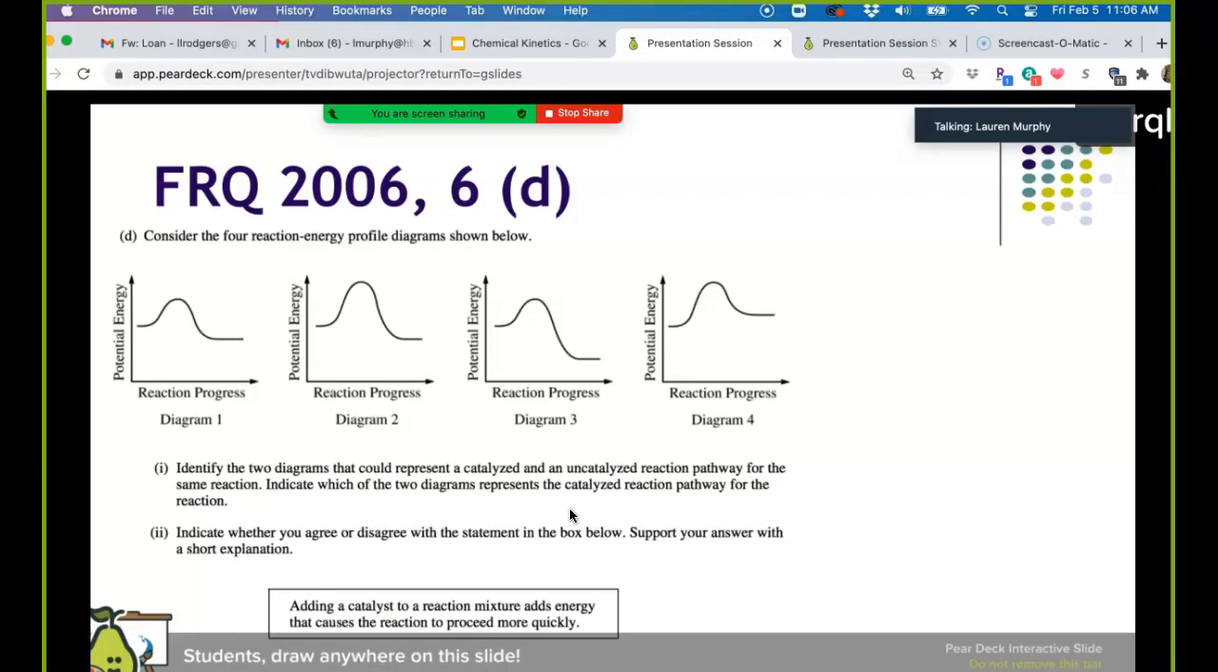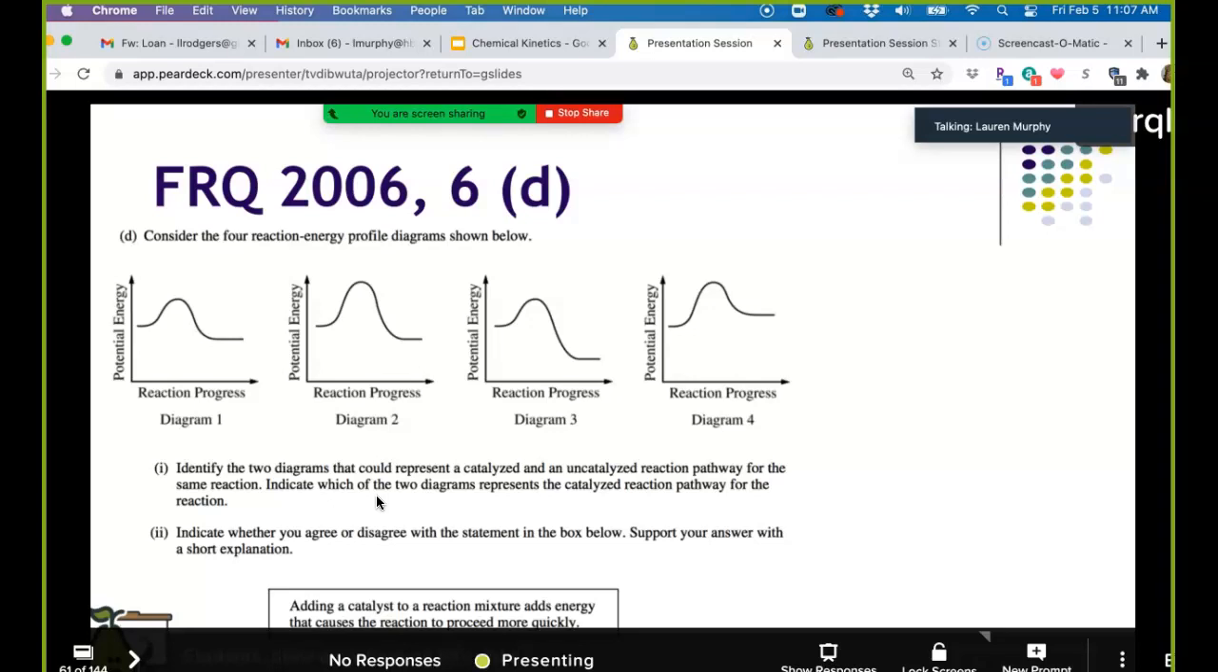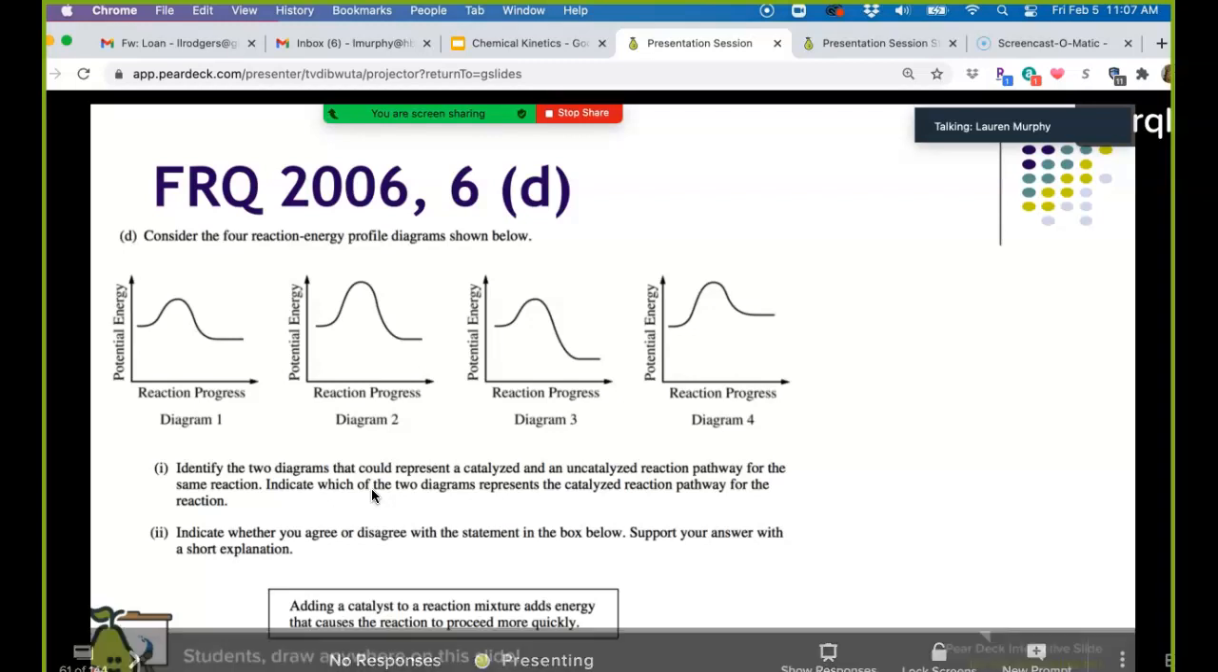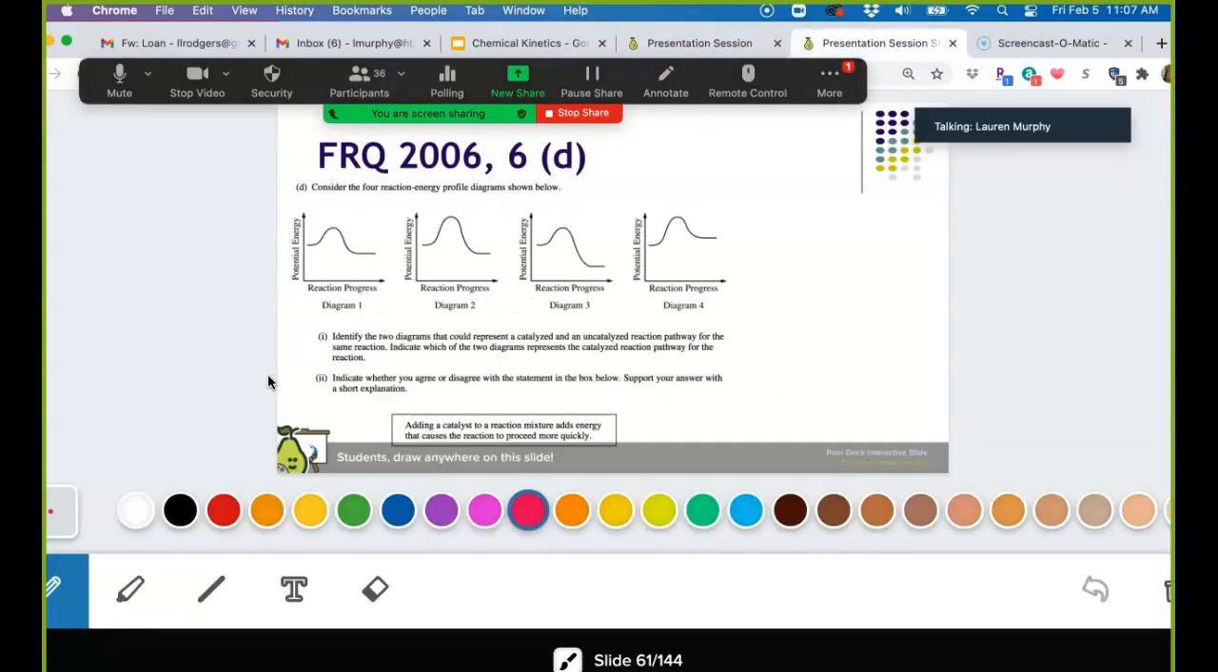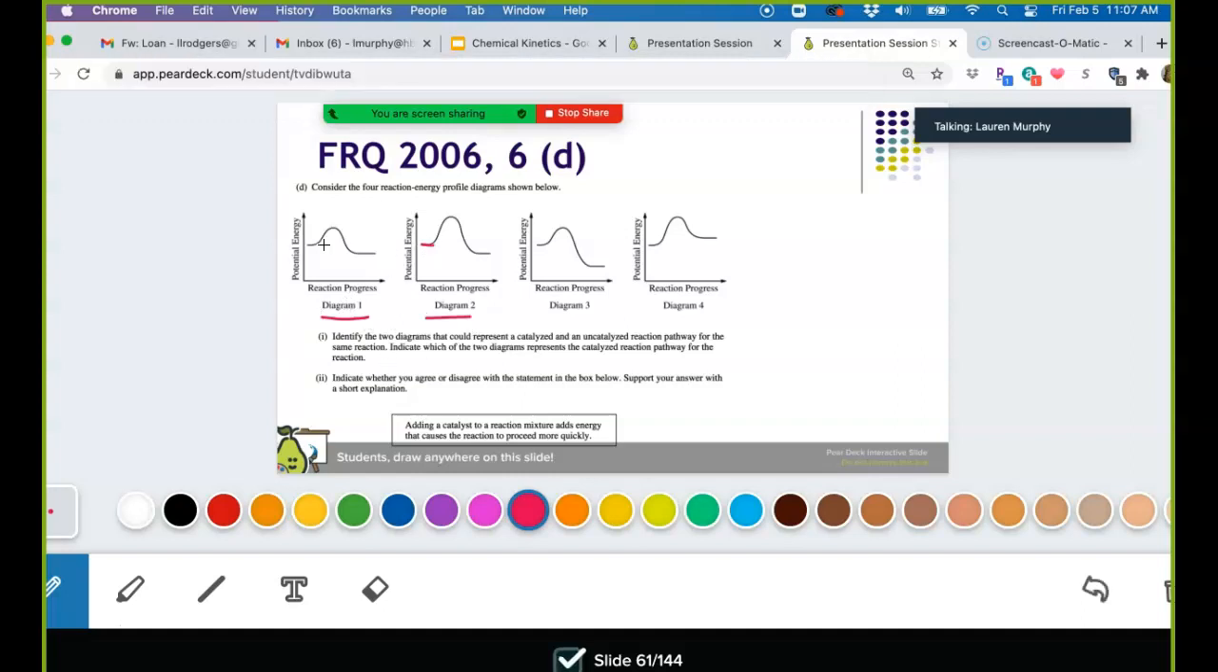So if you're going to pick two diagrams, you should have the same starting and ending spot if it's for the same reaction. Because a catalyst does not change your reactant's energy or your product's energy. It just helps get you there faster. So who would we say? I'm going to go with 1 and 2. They start at the same spot. They end at the same spot. One's hill is just lower.